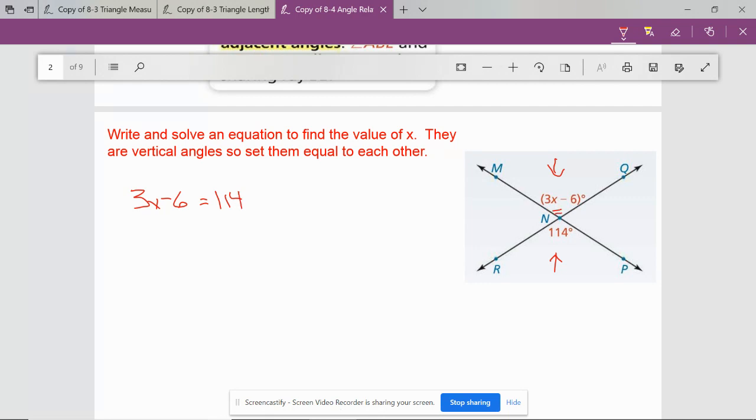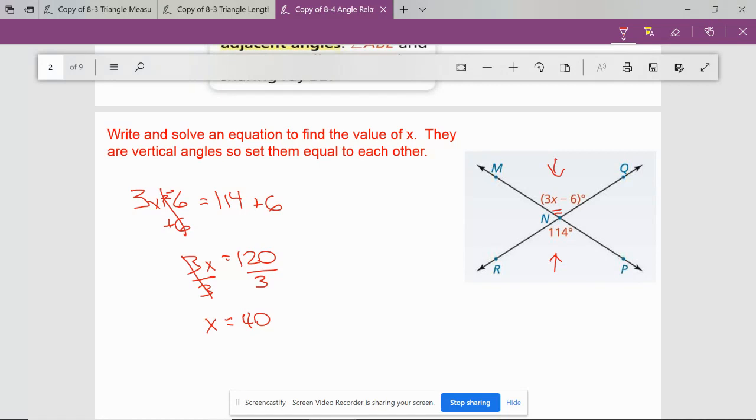Now we just have to solve out the problem. This is a subtraction, so keep, switch, flip there. That's a minus 6, so we're going to add 6 to get rid of the 6's. So we get 3x equals 120. We divide out the 3. That's a multiplication problem, so our one-step equation says that we're going to divide on both sides. What we do to the left, we have to do to the right. So x is going to equal 40.